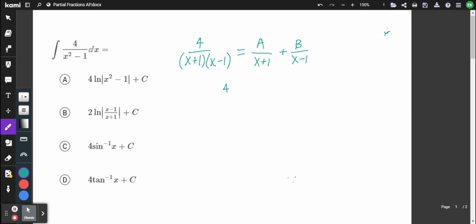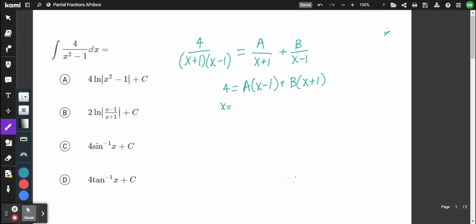Okay, so then we're going to set up our equation. In this one, it's pretty simple because I'm just multiplying each one by the other denominator. So I'm going to multiply A times x minus 1, and I'm going to multiply B times x plus 1. And then here's my equation that I'm going to solve for A and B with, okay?